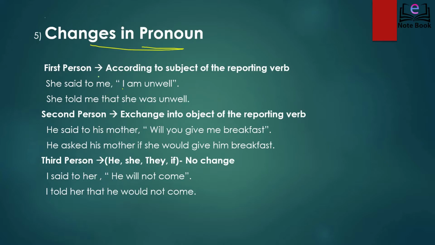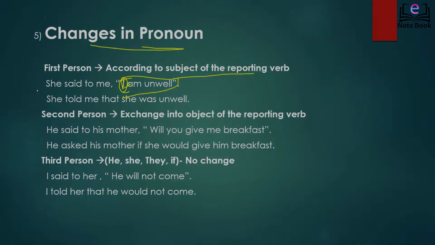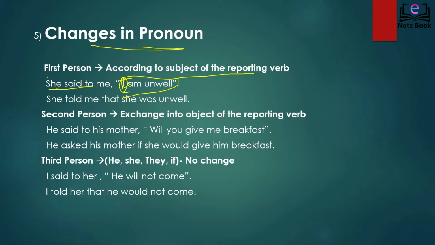Now, if in the reported speech the pronoun is the first person, that is, for example, I, then in the indirect form it has to be changed according to the subject of the reporting verb. What is the subject of the reporting verb here? She. So in indirect form, this I also becomes she. She told me that she was unwell. Please focus only on the pronouns now.